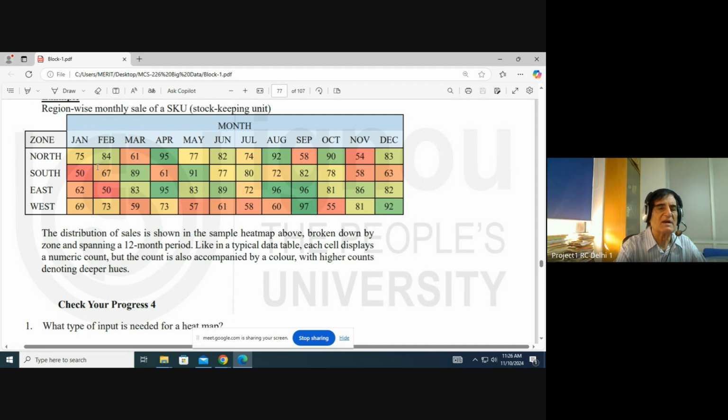So from the color, you can tell these are different higher values, and you can decide which color you are using for low value, which color you are using for higher value, and for in-between values. So these had four colors: red, maroon, yellow, and blue. These four colors represent the heat.